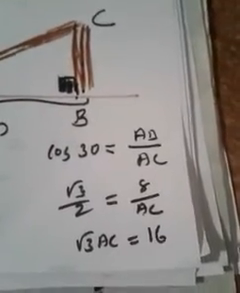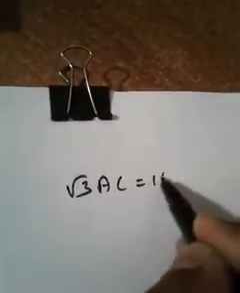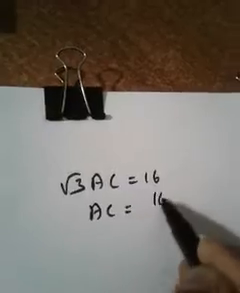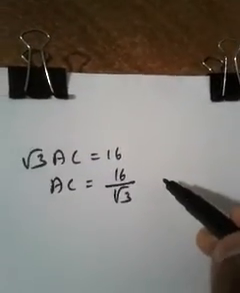You just cross multiply, you will get root 3 AC is equal to 2 into 8 as 16. We need AC. What will be AC? 16 by root 3, no? So we have reached root 3 AC is equal to 16. So of course AC will be 16 by root 3.